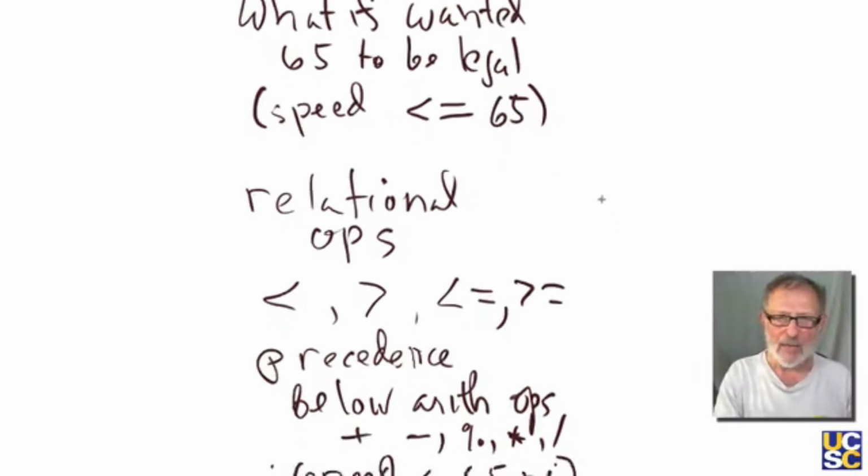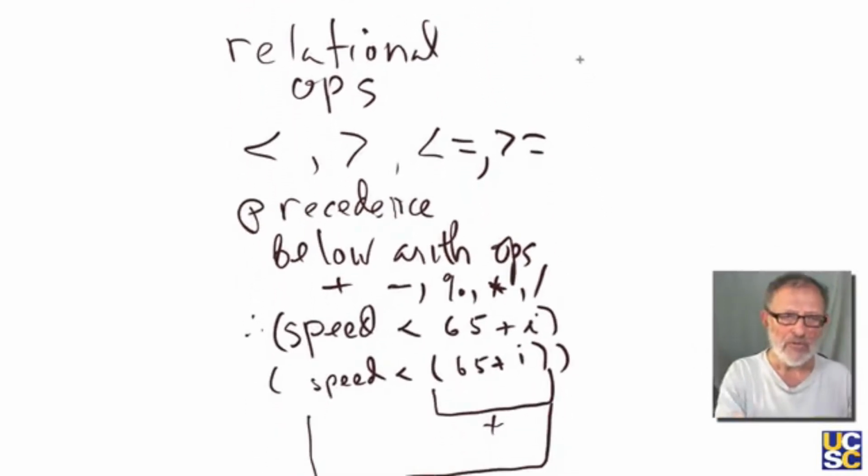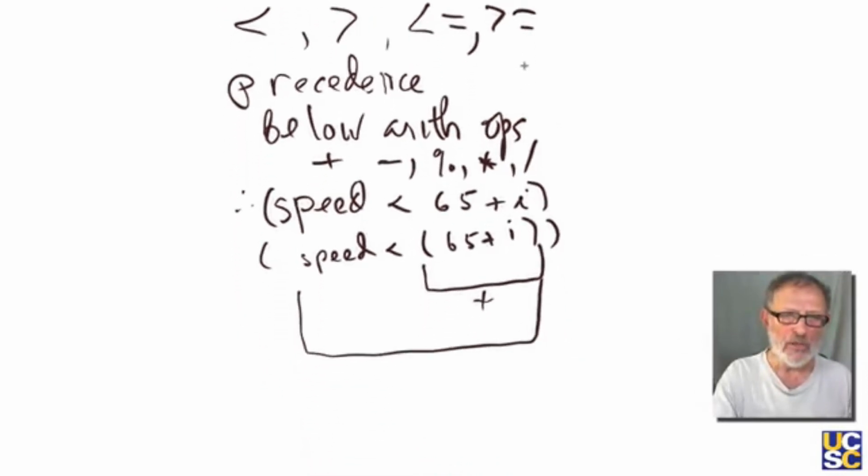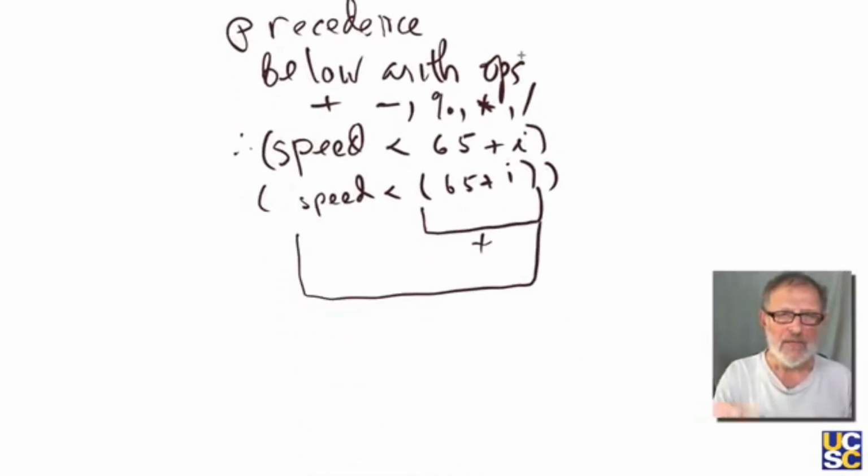The relational operators are 4 of them. Less than, greater than, less than or equal, greater than or equal. And you should be used to them from high school math. It's also important to know their precedence. Their precedence comes out below arithmetic operators. So operators like plus and times and modulo bind more strongly than the relational operators.